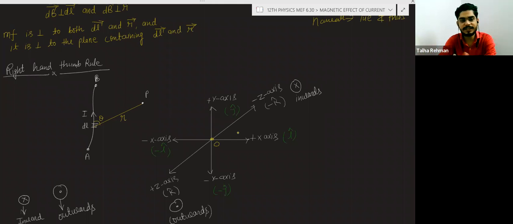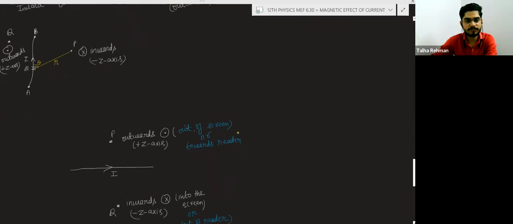When you see the definition of the right hand thumb rule, there will be something different in that. But this I am telling you according to me. I think this will be easier for the students, so I have just taken this.